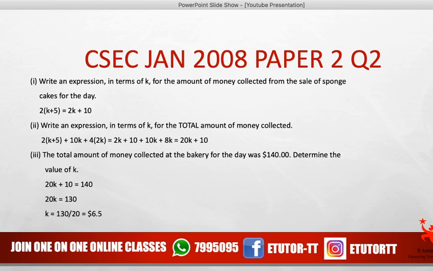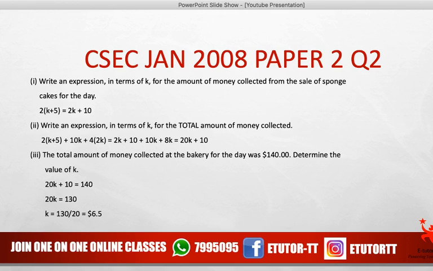And the total amount of money collected at the bakery for the day was $140. Determine the value of K. So now we have 20K plus 10 equals 140. Because 20K plus 10 represents the total amount of money that was collected, and they told you the total amount of money that was collected was 140. So that's why we put them equal to each other.